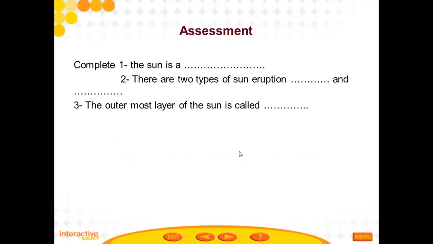Now, time for assessment. You can type this assessment and complete it by yourself. You can stop the video and answer it by yourself. Complete: the sun is what? The sun is a star. There are two types of sun eruption, which are prominences and flares. The outermost layer of the sun is called the corona. We cannot forget this name.